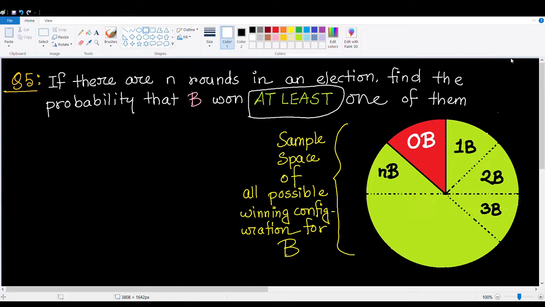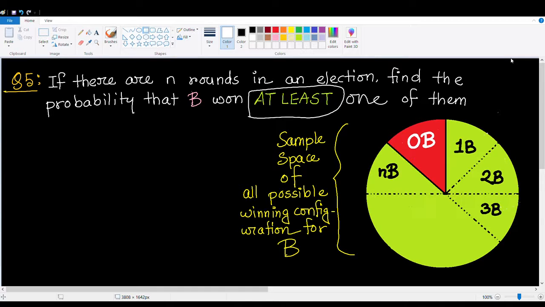So our question 5 states that if there are n rounds in an election, find the probability that B won at least one of the rounds. Okay, so n rounds are taking place and we want B to win at least one of the rounds. So B can win one round, that's okay. B can win two rounds, that's also okay. So 3, 4, 5, 6, even all of the rounds being won by B is also okay. So what is unexpected here is we don't want B to lose all of the rounds.